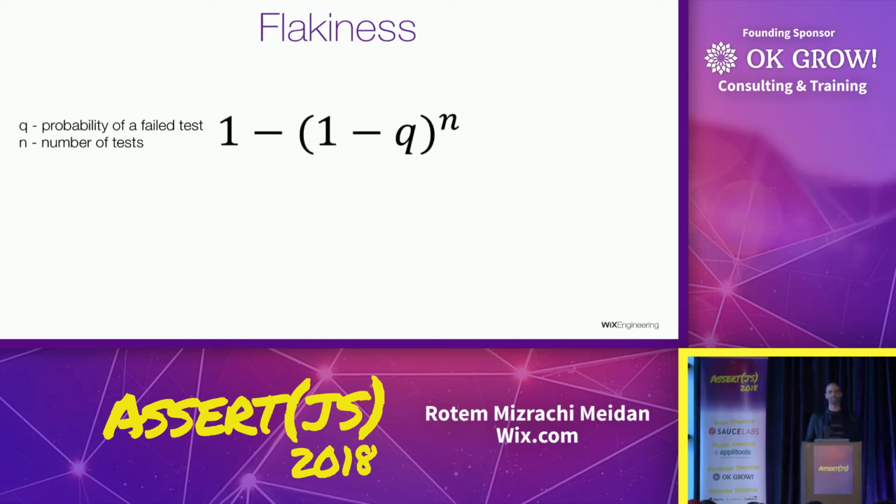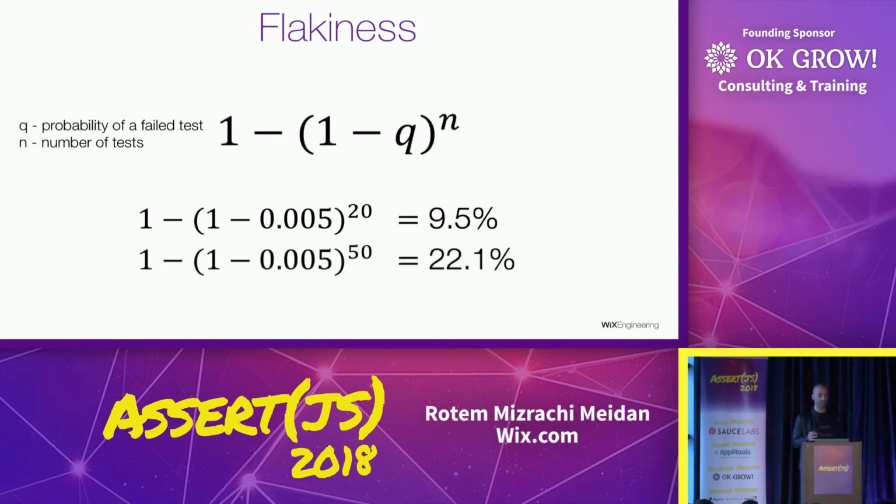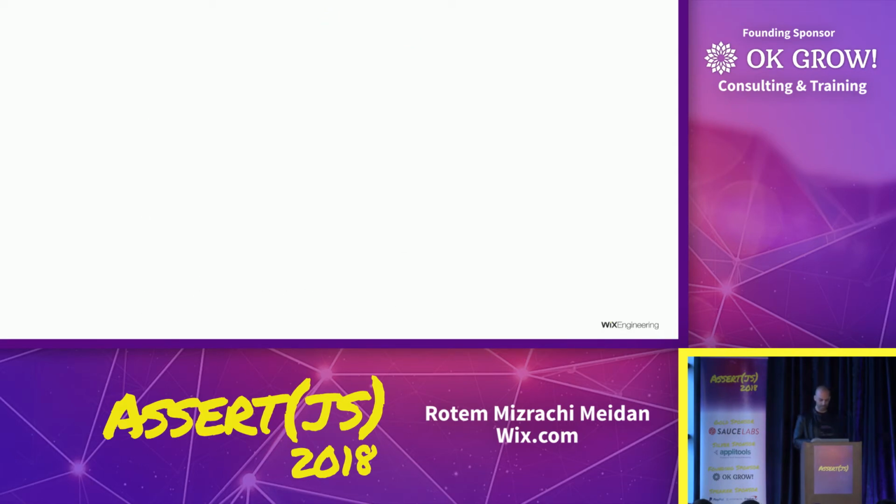How unreliable is a flaky test suite? Let's calculate the probability of a test suite to fail. So 1 minus q is the probability of a single test to succeed. 1 minus q to the nth power is the probability of the entire suite to succeed. 1 minus all that is the probability of at least one test to fail. So if a test is flaky 0.5% of the times, then if we have 20 tests, we have around 10% of failing test suites. If we have 50 tests, 22%, and 100 tests, well, you get the point.